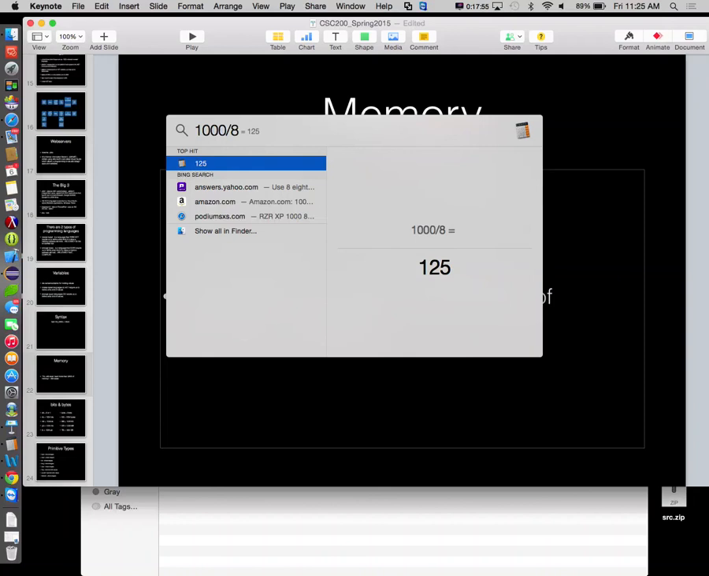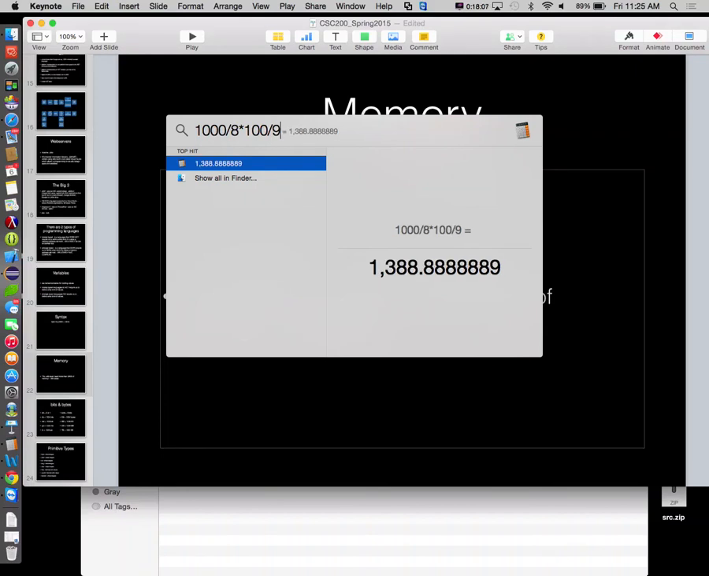So $125 times 100, that's 12,500 cents. Divide that by 9. 1,388 times what you spent per megabyte. Close. Right? These are all rounding errors, right? Okay. Memory used to be very expensive. Very expensive. And before that, it was even more expensive.